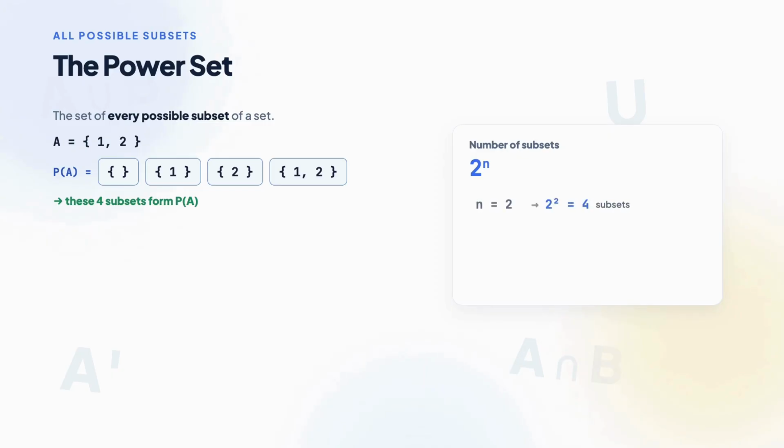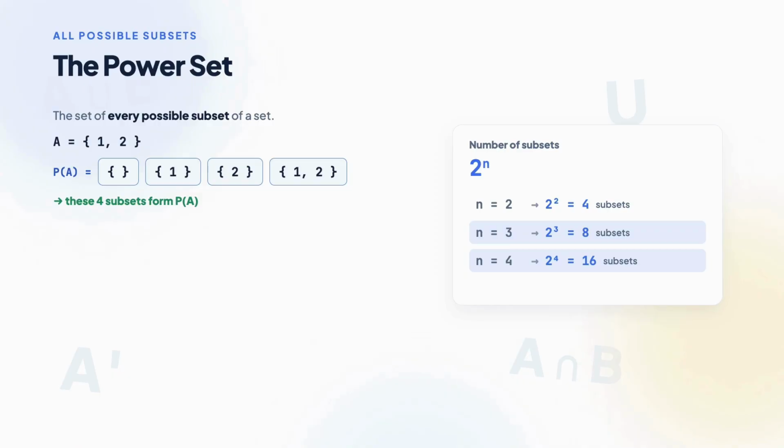A power set is the collection of all possible subsets of a given set. For example, if A equals {1, 2}, its subsets are the empty set, {1}, {2}, and {1, 2}. Together, these form the power set of A. There is an important formula to remember. If a set contains n elements, then the total number of subsets in its power set is 2^n. So, a set with 3 elements has 8 subsets, while a set with 4 elements has 16. This formula is frequently used in examinations.